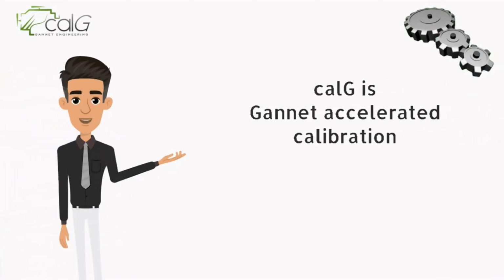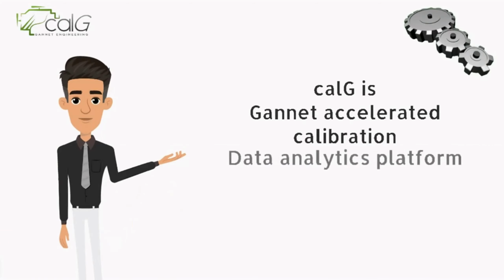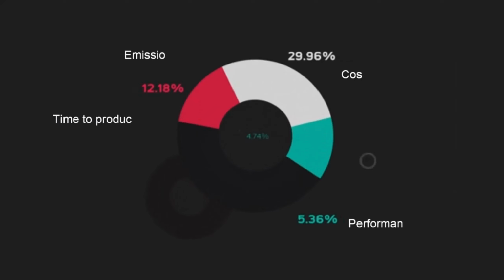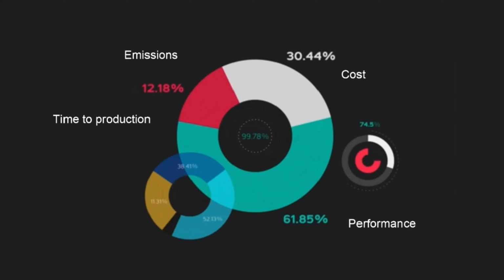calG is Gannet Accelerated Calibration Data Analytics Platform. calG helps you lower emissions, improve performance, lower development cost, and reduce time to production.